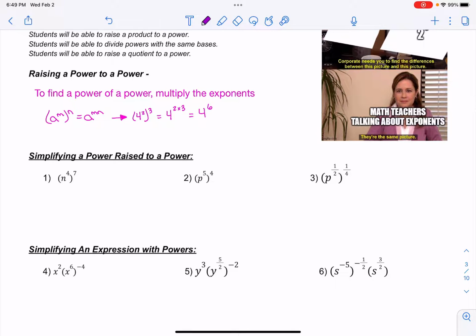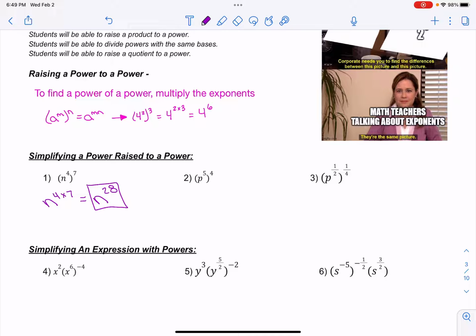So going into some examples, all of our first examples here just have letters. We don't have any numbers that we're incorporating just yet. For this first one, we have n to the 4th raised to the 7th power. So n to the 4th to the 7th power. So we are going to do 4 times 7, which is going to give us n to the 28th power.